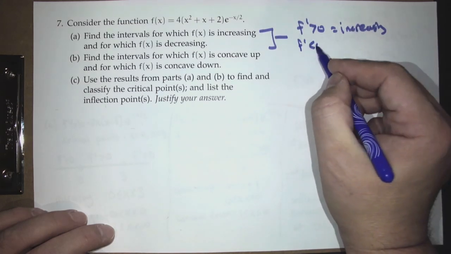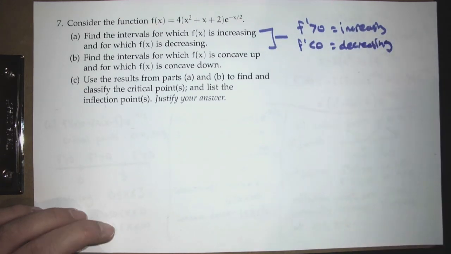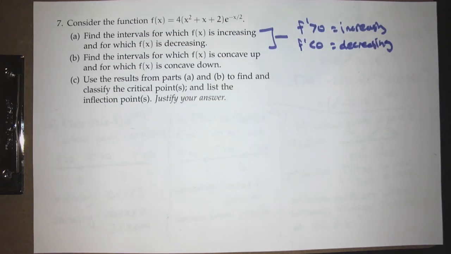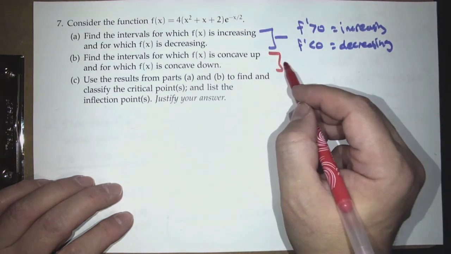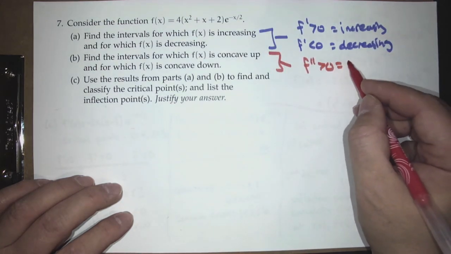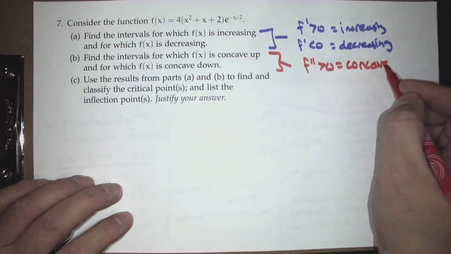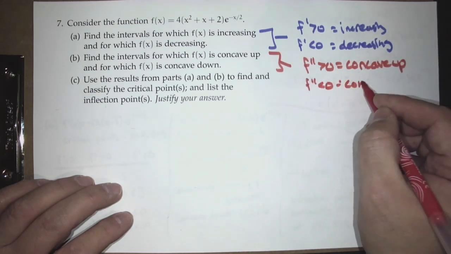F prime negative equals decreasing. So part A says take a derivative and look at the signs. We're going to see the signs, and it's going to open up our eyes when we see those signs. Part B is asking about concave up, concave down. What are we looking for? Second derivative. Where it's positive, concave up. Where it's negative, concave down.